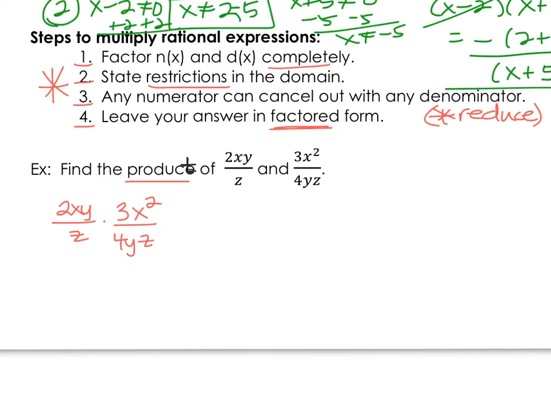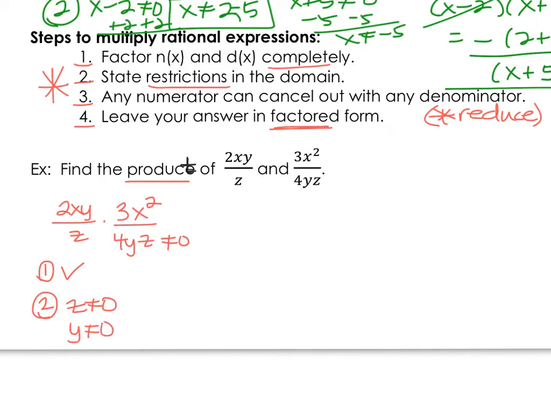We've actually done problems like this before when we worked with exponents. Step 1 is to factor, but if there isn't anything being added or subtracted, step 1 is done. Nothing factors in this because we can't pull something apart from different terms. Step 2, state restrictions on the domain. So the domain means we can't have variables on the bottom that make the bottom equal 0. I see a z, and I know z can't equal 0. And I see a y, and if we have 4 times y times z, y also can't equal 0.